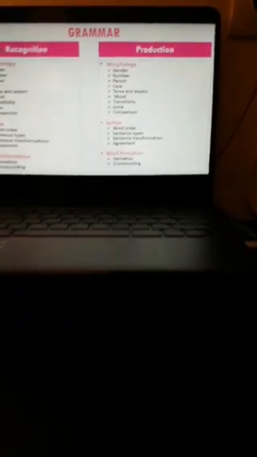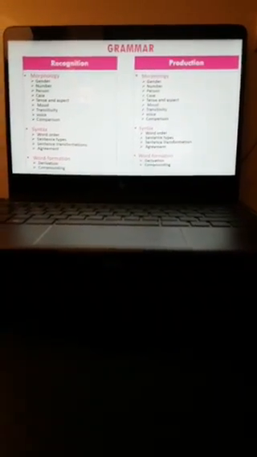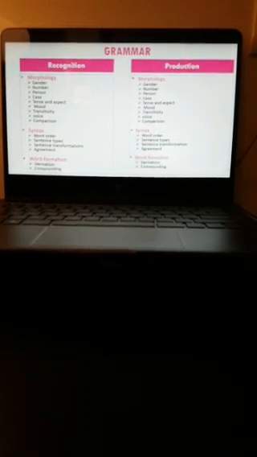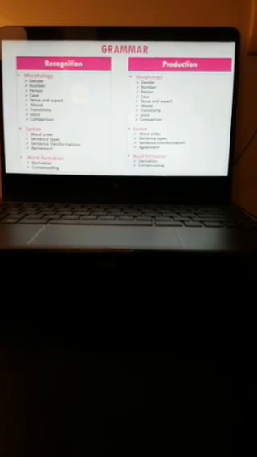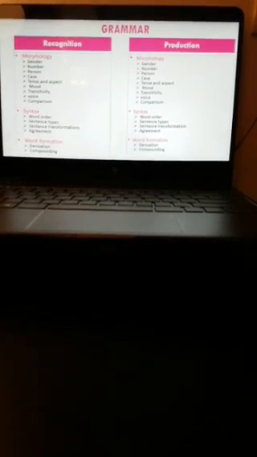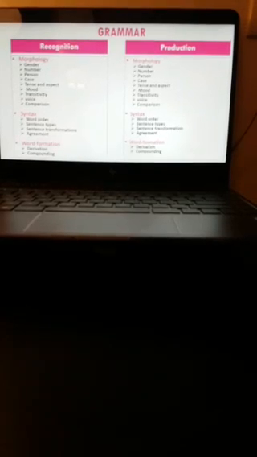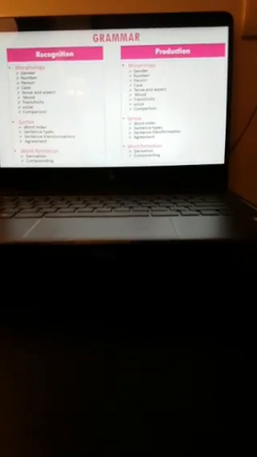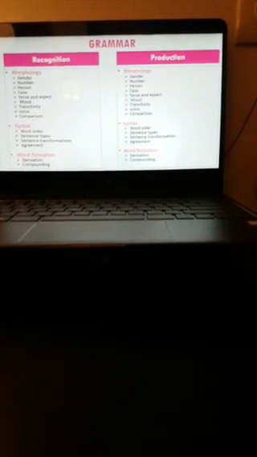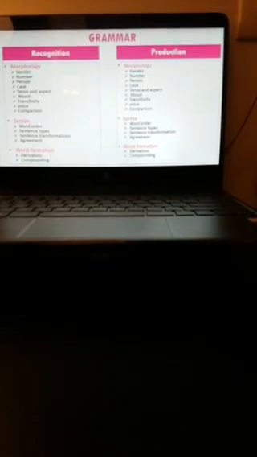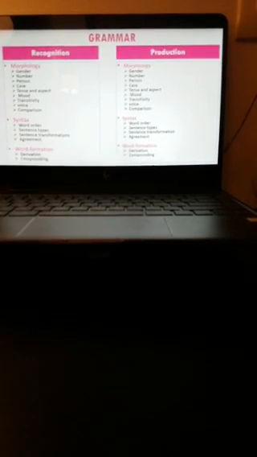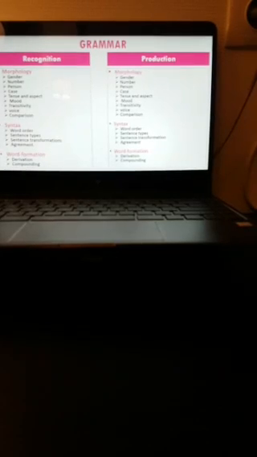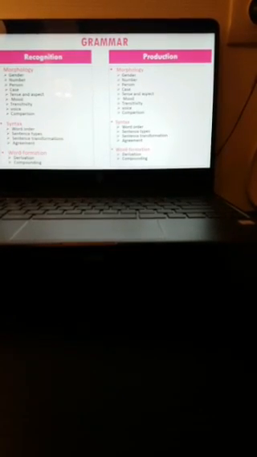Now, grammar. When we teach grammar, we teach three things: morphology, syntax, word formation. And students need to recognize and produce. Recognize, such as in reading and listening. Recognize morphology and syntax, word formation. And produce also morphology, syntax, and word formation.